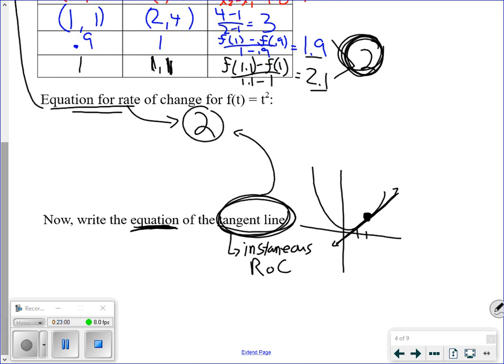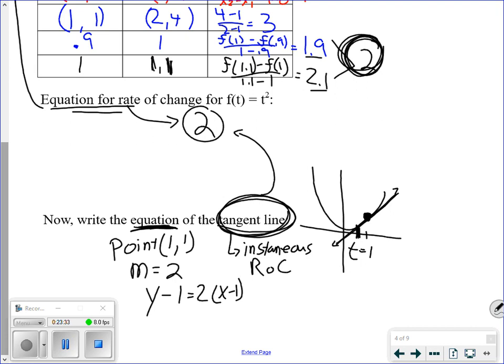So we're going to use the point, oh, I said 2. I meant to say we went over to the point 1, time equals 1, sorry. We're going to say our point is at 1 comma 1, and we assumed that the slope was equal to 2 based off our average rates of change above. And we're going to estimate that the equation of the line is y minus 1 equals 2 times x minus 1. Okay. So there you have it.